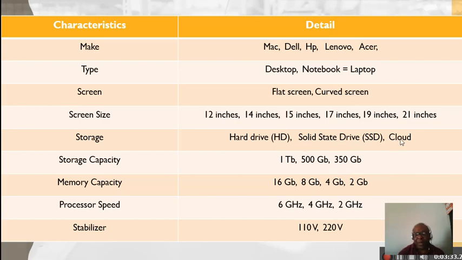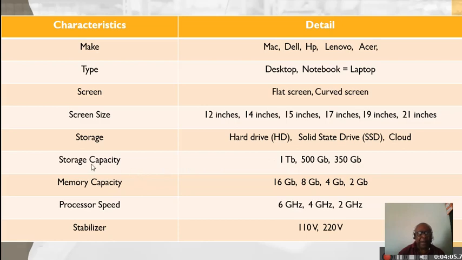But when it comes to the cloud, it can be any capacity you want to buy. It's available. You can buy 1 terabyte, 2, 5, 10, 20, 100 terabytes. But for normal computers we use at home, which use a hard drive or SSD, generally we have up to 1 terabyte or maybe up to 5 terabytes, but it's not so big like the cloud. The cloud has a lot of capacity.